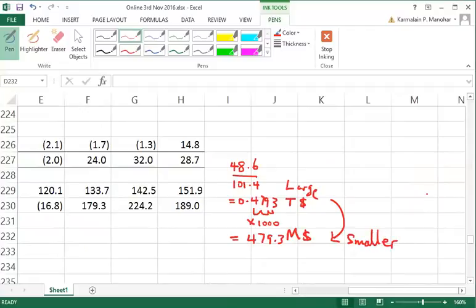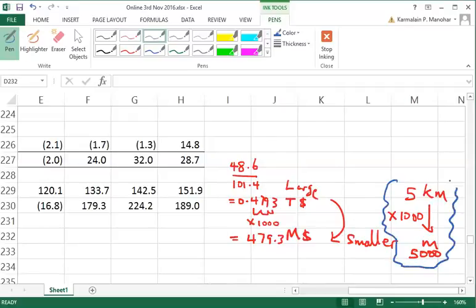So let me just do another one. If I have 5 kilometers and I want to move that down into meters, what do I do? Multiply by 1,000, because there are 1,000 meters in a kilometer. Are we okay there? Make sure. We're moving from the larger unit to the smaller unit, so you multiply by the factor of how large it is.